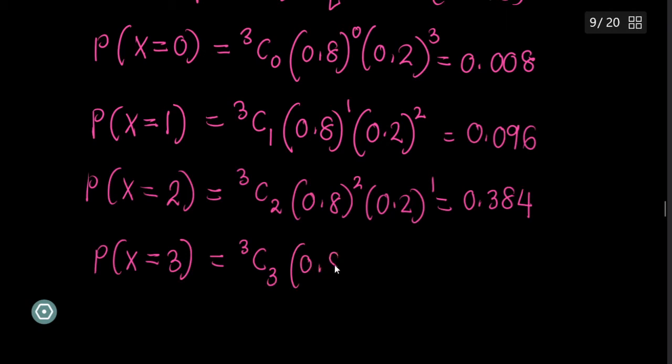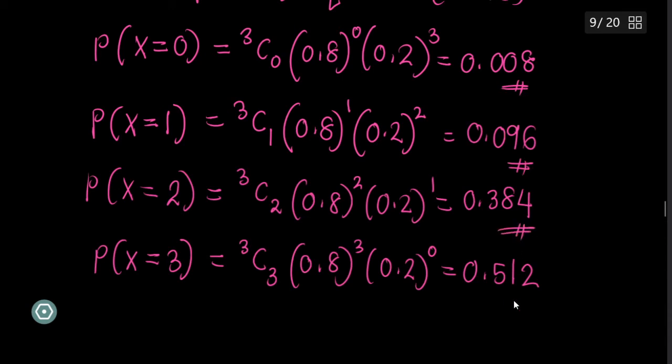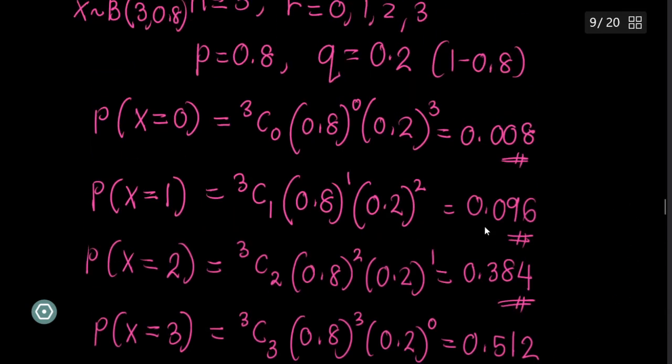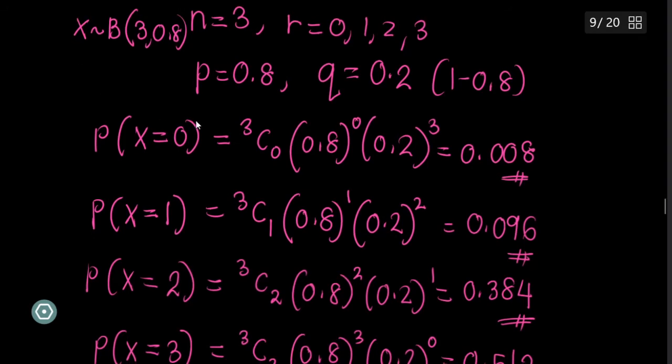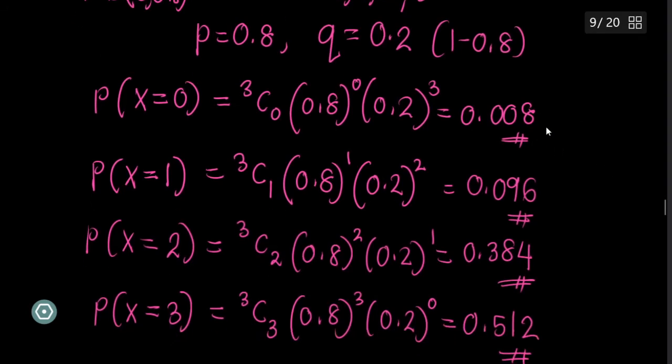3C3, 0.8³, 0.2⁰, because 3 minus 3 is 0, right? Okay, so here we get 0.512. So we have calculated for each occurrence. That means for each possibility, maybe 0 times means 0.008.